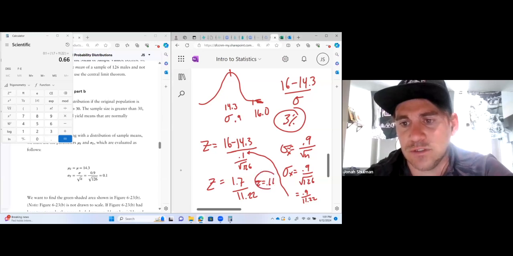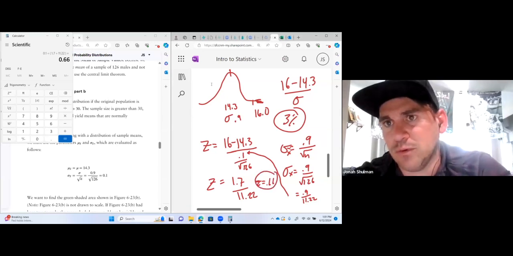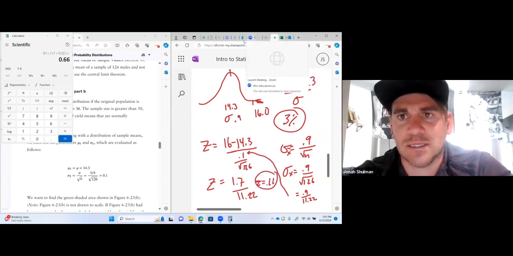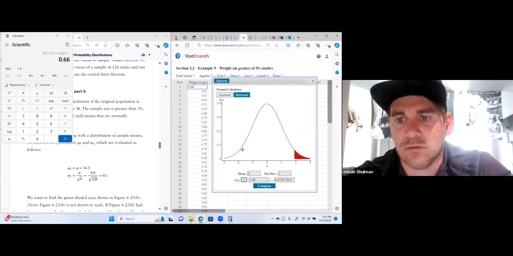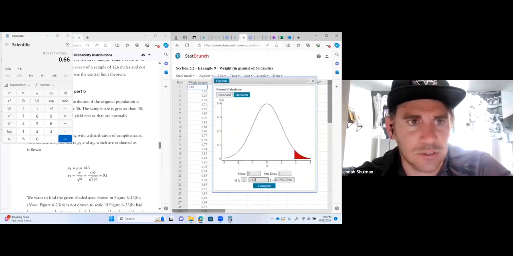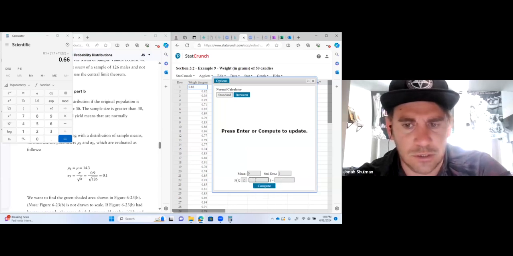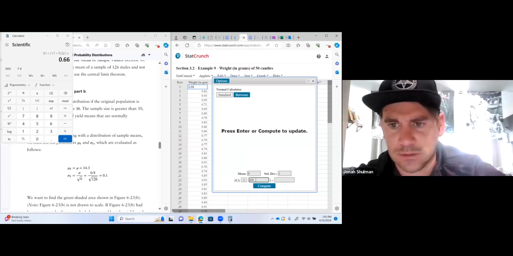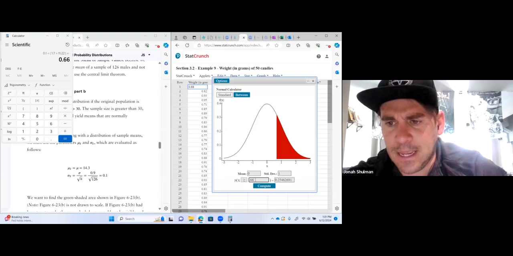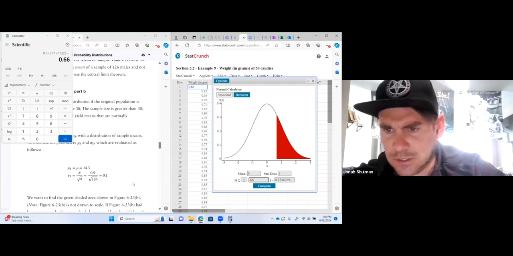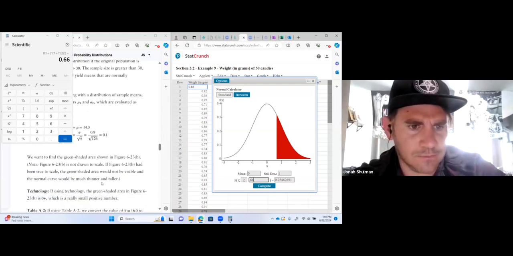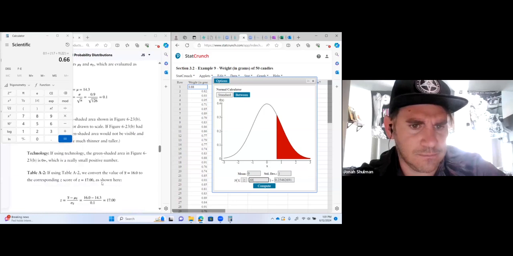And why can we use this? Because we've got enough people. That's why we can cheat. That's why we can make this happen. So all I'm going to do is change this to our new z-score is 0.66. And this would be, it says 25%. Let's see if I did that right.